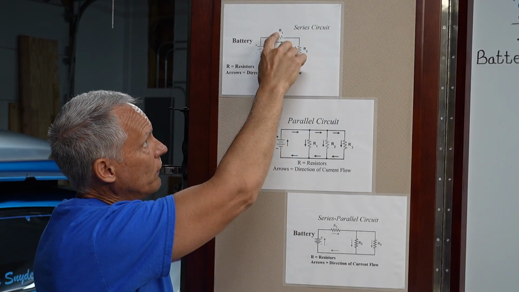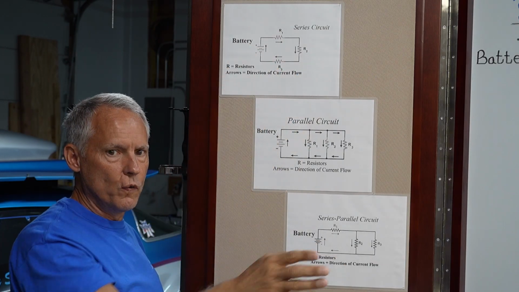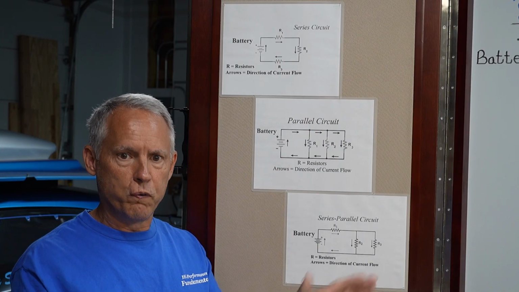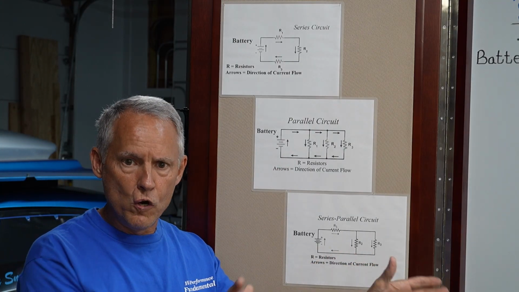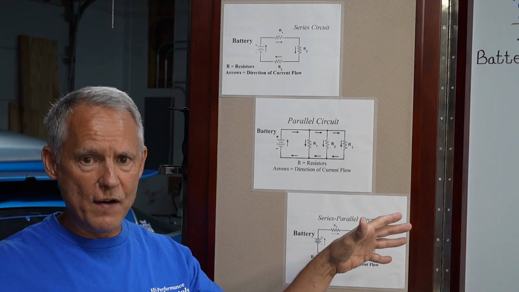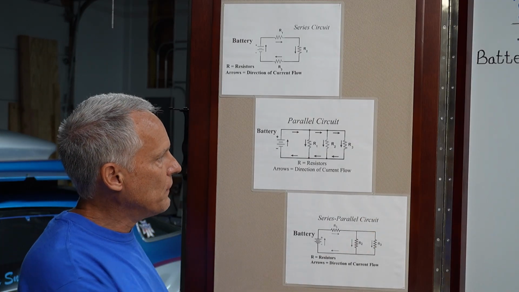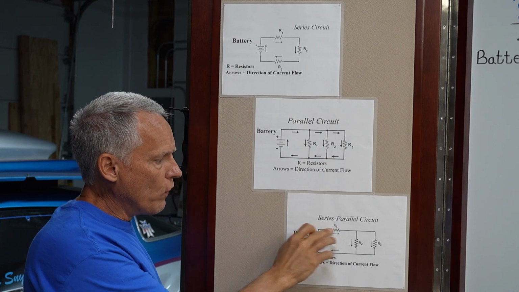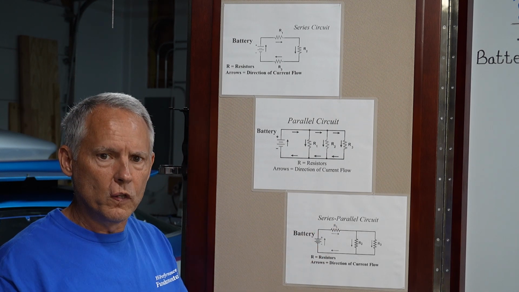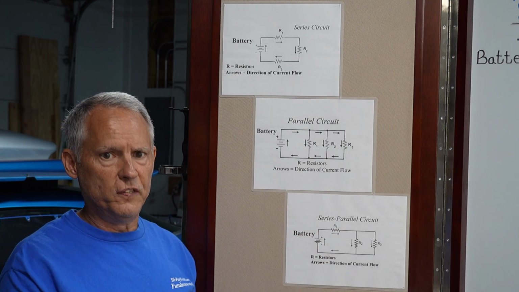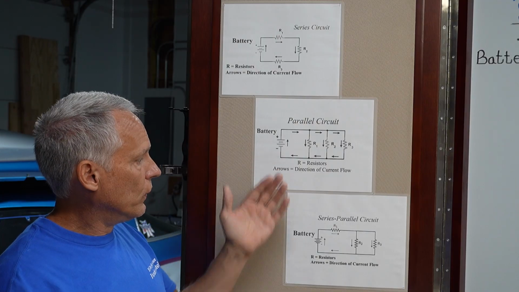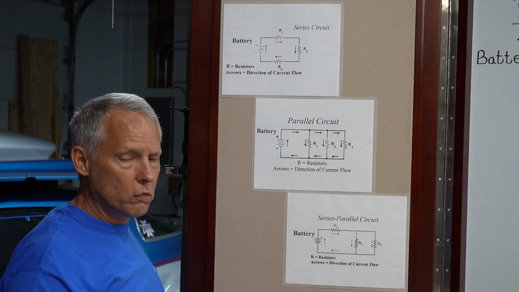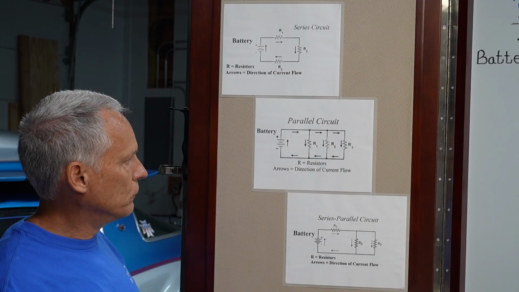So series, everything flows through the resistances, straight through it, no branches, right? In a parallel circuit, the current flows, branches off into various loads, 1, 2, 3, there could be 5 of them, 6 of them, whatever number, right? So it's going to branch off. And in a series parallel, you're going to have all the current flowing through one load or one resistance and then branching off. So series, parallel, okay? Like I said, these are what I would call textbook examples, right?